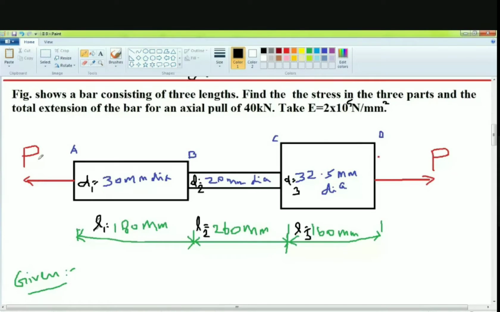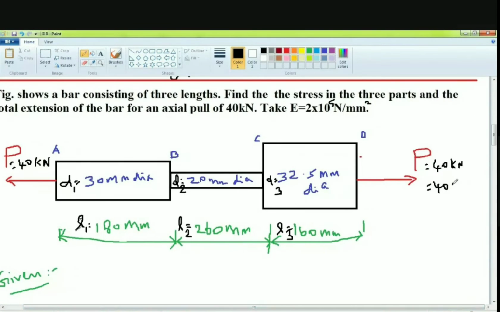Suppose you want to mark the load also, just mark the load. So how much load, ma? 40 kilonewton. So better to convert into Newton, ma. How do you convert to Newton? 3 kilo means 10 to the power 3. So 40 into 10 to the power 3.